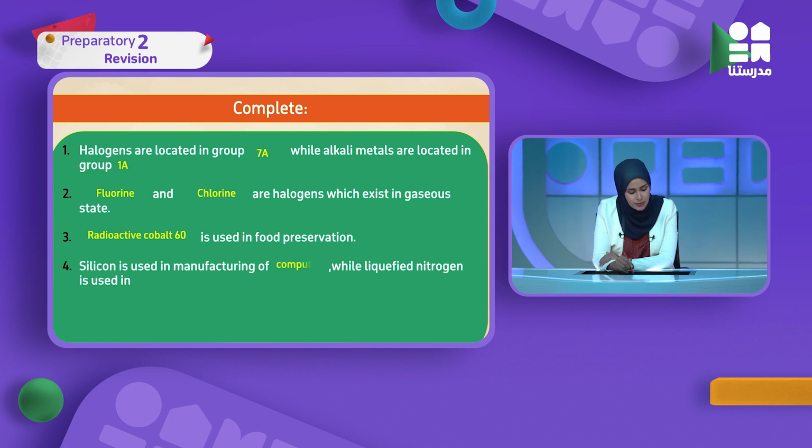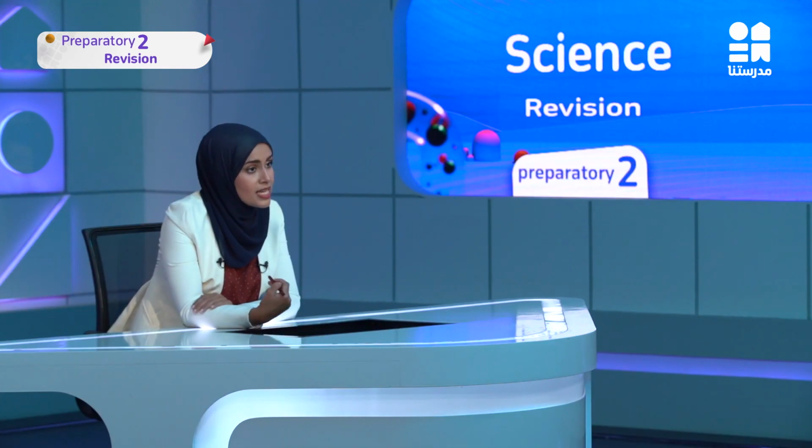the computers. While liquefied nitrogen is used in medicine. Why do we use it in medicine? To preserve the cornea of the eye. So liquefied nitrogen is used in preservation of the cornea of the eye. It's also a preservative. But it's a preservative of organs. ليه؟ لأن الأورجنز أو tissues of organs they are made mainly of nitrogen. That's why we can use it to preserve the organs.